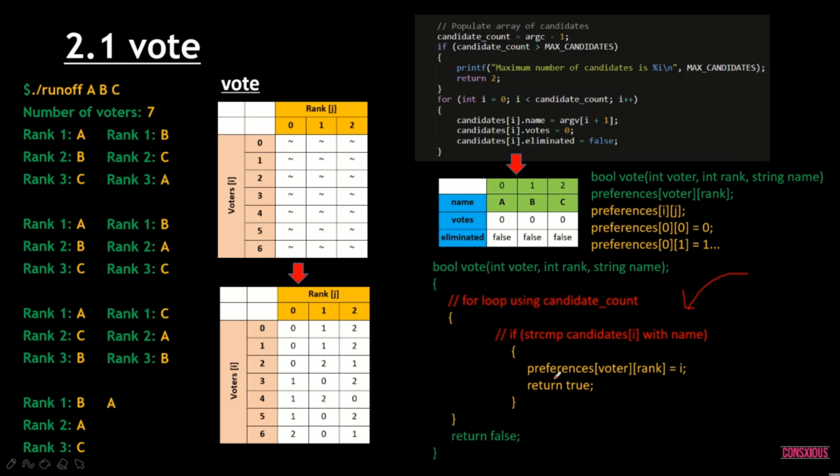Basically, it means that preferences[i][j] equals i, where i is actually represented by the candidate. This is the very important point for this function. Return true, else return false. You can see that the red part is not completed, so you need to figure it out on your own. All of this you can directly paste into your code.